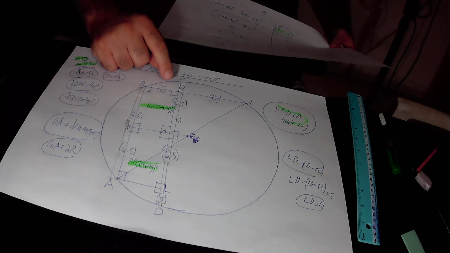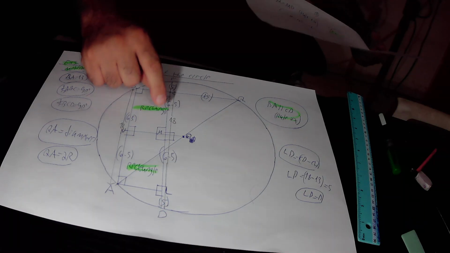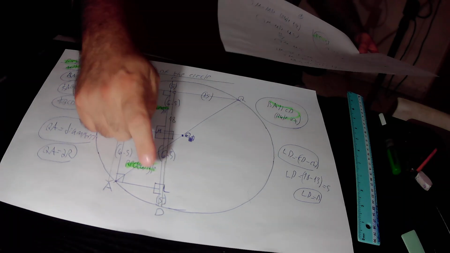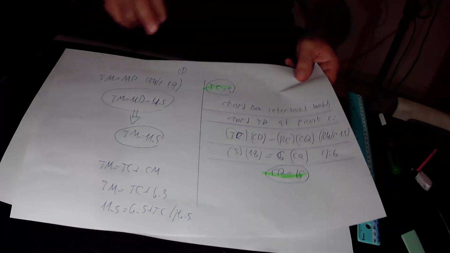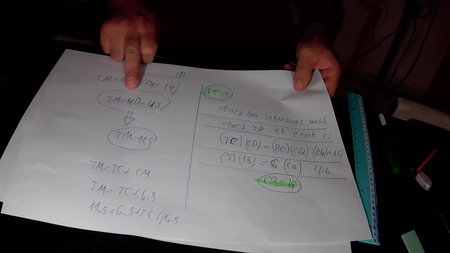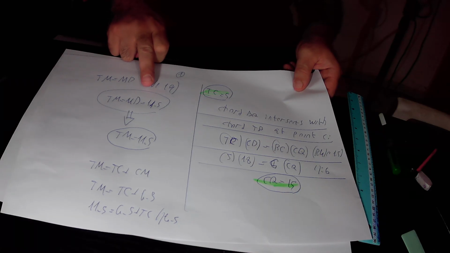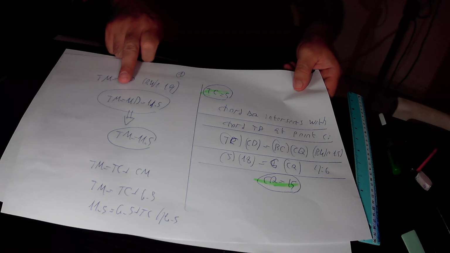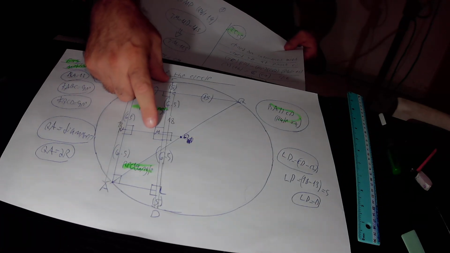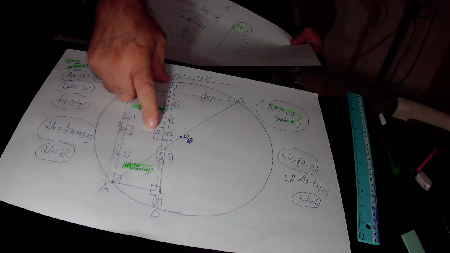TM equals MD, and MD equals 6.5 plus 5, that is 11.5. From this equation, we derive that TM equals 11.5. So line TM is 11.5 units in length.